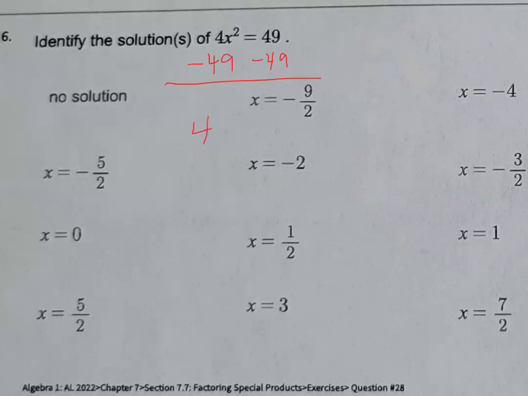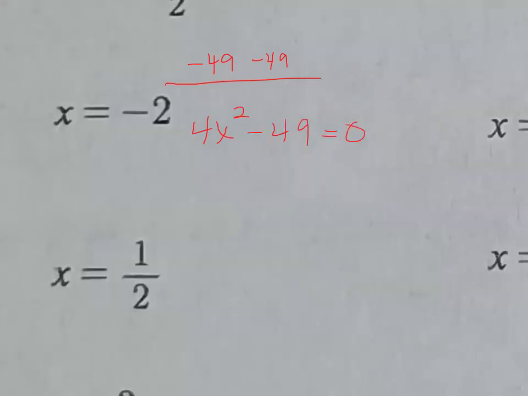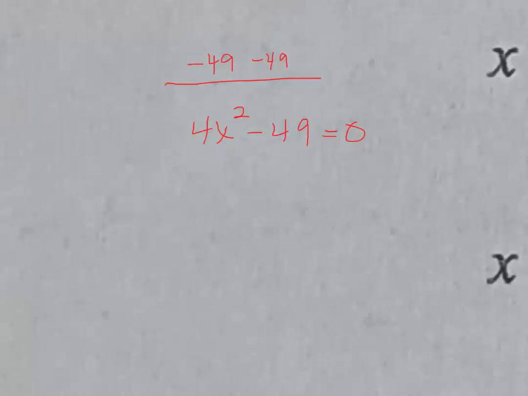So 4x squared minus 49 equals 0. And then I'm going to give myself some room. Okay, so it's a binomial, right? So we're looking at a difference of two perfect squares. So the square root of 4 is 2. The square root of x squared is x. So that first term is 2x squared. And then the second term, the square root of 49 is 7, so 7 squared. So first, let's look at factoring that.